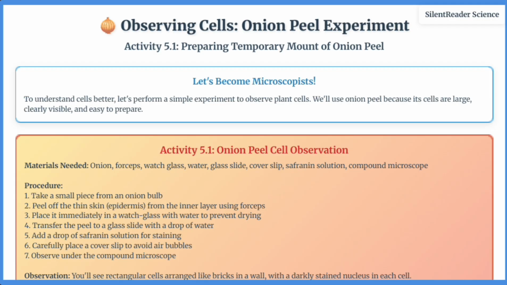What we see are rectangular cells arranged like bricks in a wall, each with a clearly visible nucleus. The cell wall provides structural support, the cell membrane controls what enters and leaves, the nucleus acts as the control center, and the cytoplasm contains various organelles. Staining is crucial because most cells are transparent and difficult to see without enhancement.